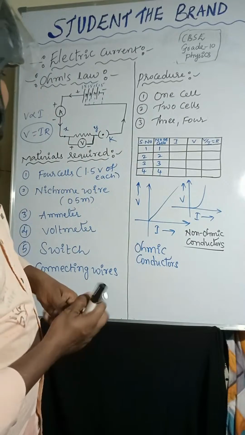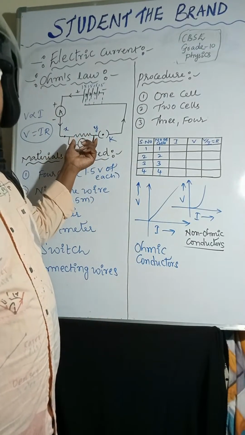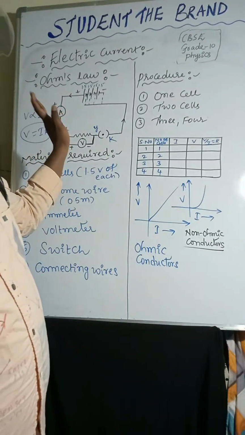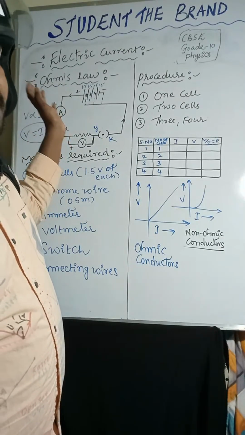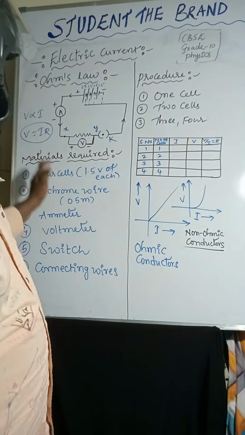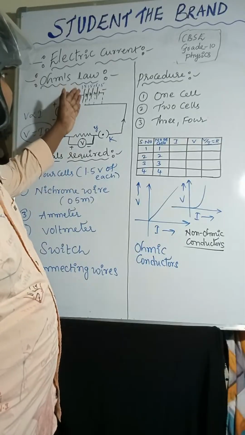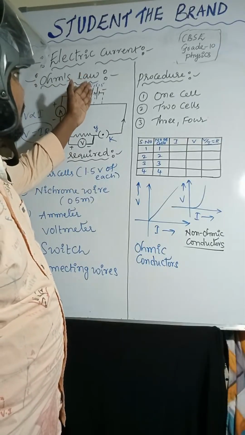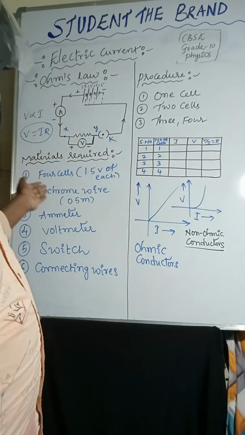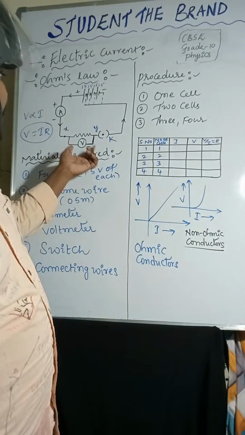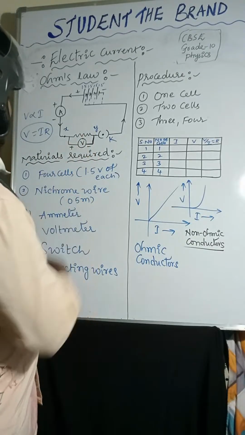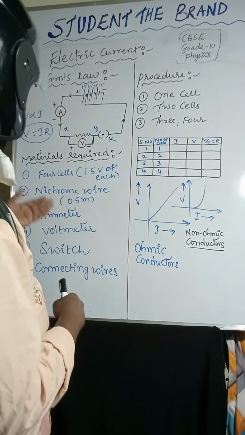The potential difference across the ends of the metallic conductor is directly proportional to the current flowing through it at constant temperature. At constant temperature, very very important. V is directly proportional to I, V equals IR. Materials required: 4 cells of 1.5 volts each, and nichrome wire, an alloy of nickel, chromium, manganese and iron metals, with a length of 0.5 meter.